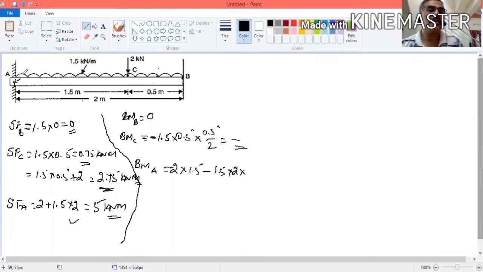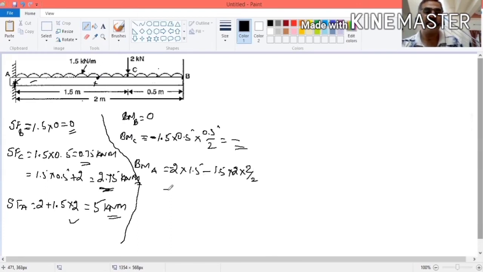Now you have to take the whole uniform distributed load. Where will be the center of gravity of the whole uniform distributed load? It will be at the center. What will be the distance? Total distance is 2, so this distance will be 1. We are taking moment about this point. So from this point to this point, it will be 1. Totally 2, so 2 by 2, it is 1.